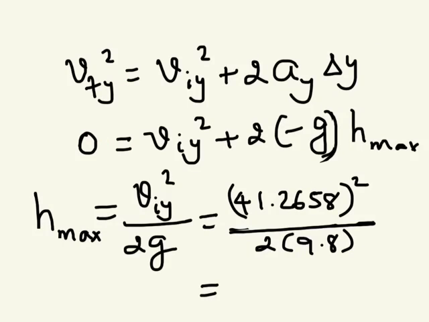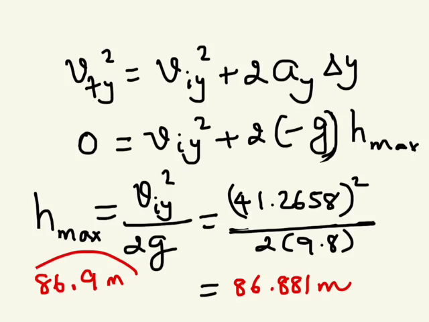And then you can look at max height. It's always easiest to use the last equation that doesn't have the time in it. At the very top, final velocity is 0, and we have done this many times in class. So you can write down the max height as viy squared divided by 2g. Substitute for your viy and g, and when you calculate it, h max comes out to be 86.881 meters. So if I'm rounding it to 3 significant figures, it will be 86.9 meters. Ideally, it should be written as 87 meters since there are only 2 significant figures in the problem.